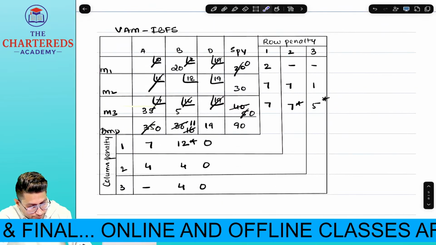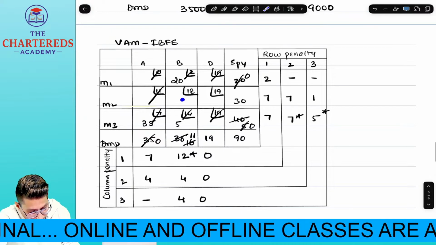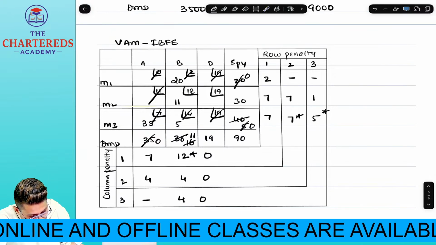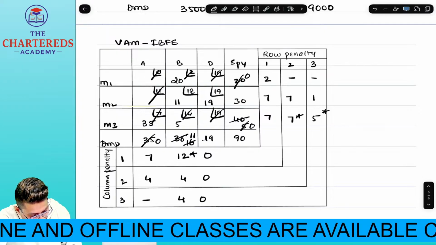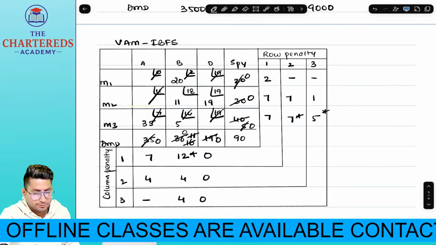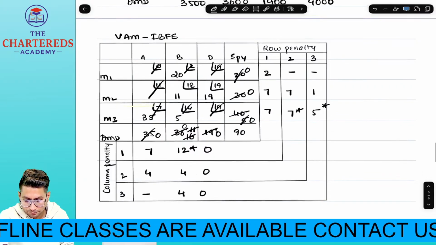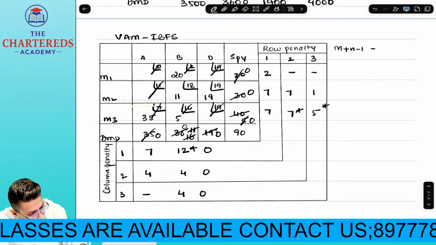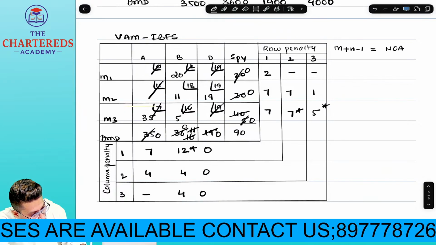Now, so here I will allocate how much? 11, and here I will allocate 19. This will become 0, this will become 0, this will also become 0. All allocations done. Now we have to check m plus n minus 1 should be equal to number of allocations.